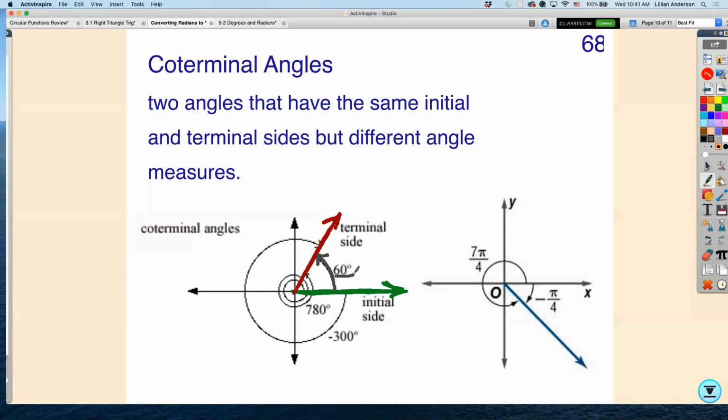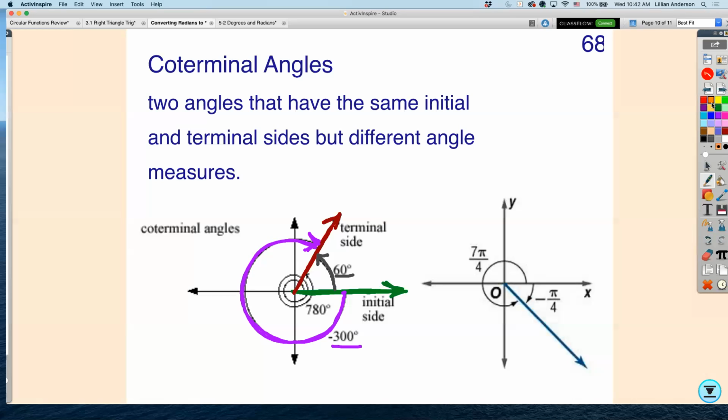That's one angle. But another angle that has the same initial side and the same terminal side, but a different angle measure, could be negative 300 degrees. And that's because instead of counterclockwise, we go clockwise and end up in the same position. Okay, so I'll do that again. If I start at the initial side and I go clockwise, I'm at 90 degrees, 180 degrees, 270 degrees, and then the remaining 30 degrees, which will put me at negative 300 degrees.